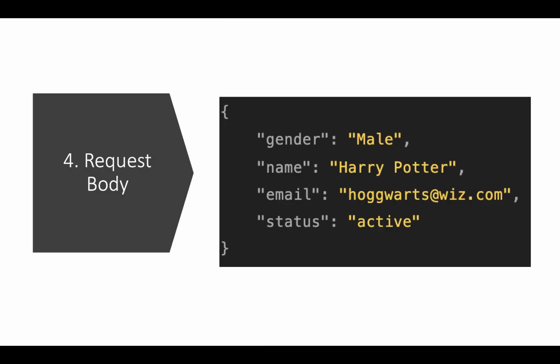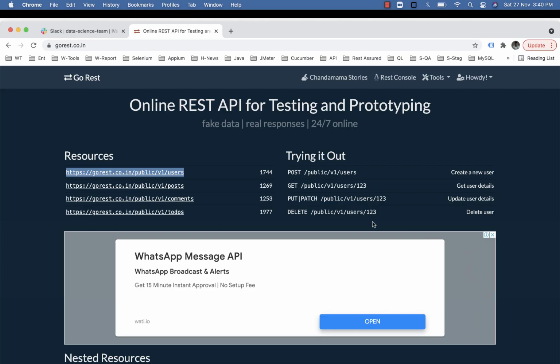Then we have our request body, also called request data, request message, body parameter or payload. It contains the info you want to send to the server. Like for login request, you send information like username and password. Here we are sending information like gender, name, email and status. Let's understand this with an example.